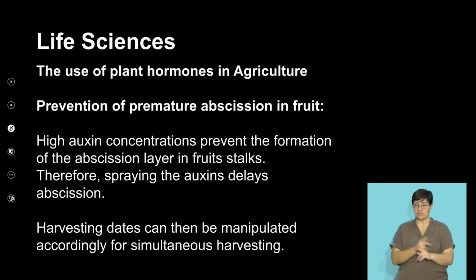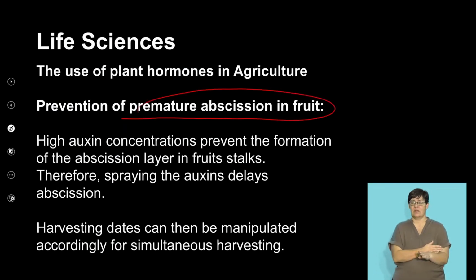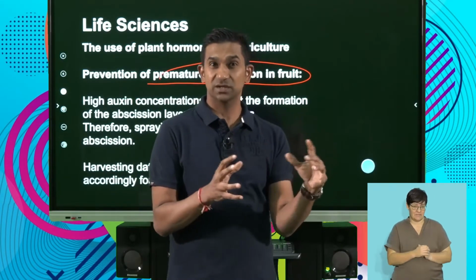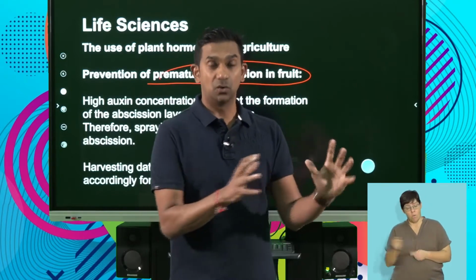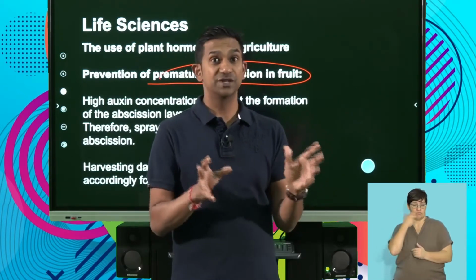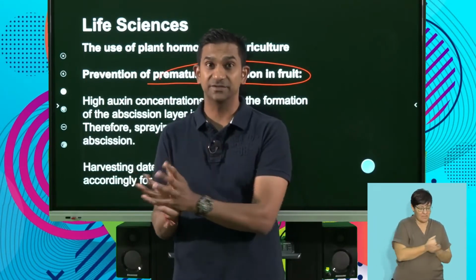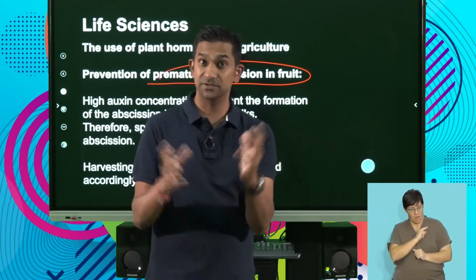The prevention of premature abscission in fruit. It's important that we understand that sometimes the time of harvesting is also important. So you want to make sure that when you harvest your crop, all the plants have produced fruit around the same time and that you maximize your time of harvesting, because that's also important in terms of production.